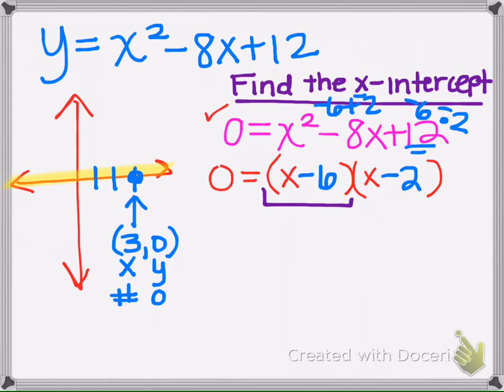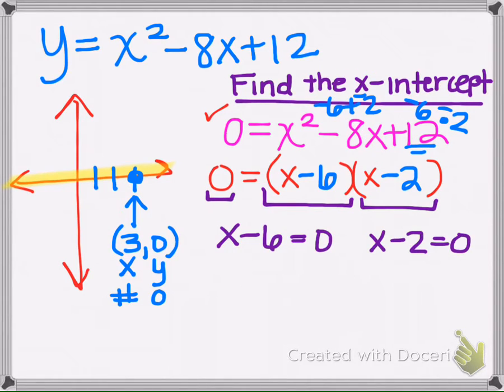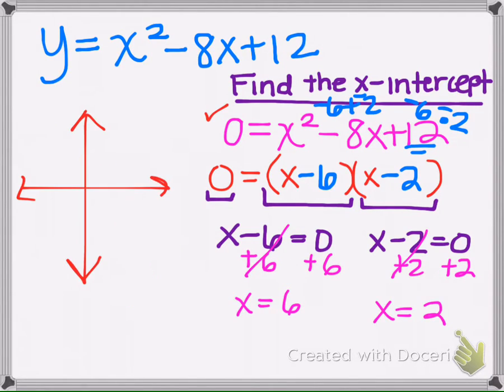Okay, then I set each factor equal to 0. So I'm going to have x minus 6 equal to 0, and x minus 2 equal to 0. And then I'm going to solve for x. We get x equals 6 and x equals 2. So what that tells us is that this graph is going to cross here at 2, so there's going to be a point right here, and then there's going to be a point here at 6.